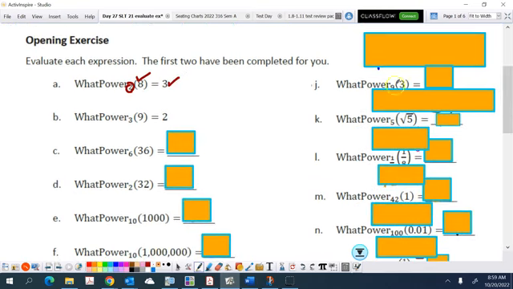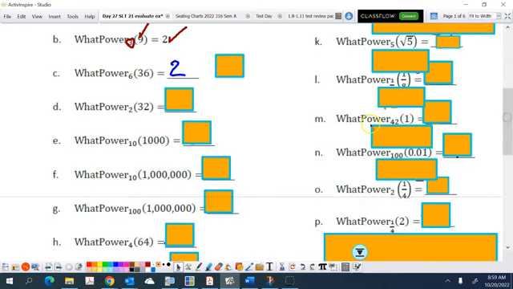B, what power do I have to raise 3 to in order to get 9 as an answer? Well, 3 squared equals 9, so our answer to B is 2. 6 squared is 36, so the answer is 2 for C. For D, 2 raised to the 5th power is 32.